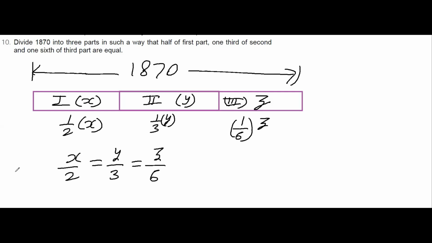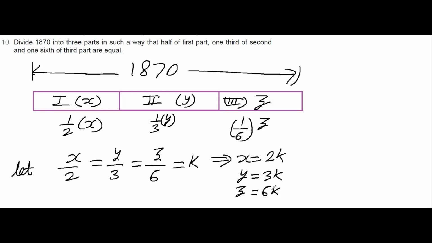Okay, they are equal. So when they are equal, what I'll do is I will let X by 2 is equal to Y by 3 is equal to Z by 6 be some one number, say K. Based on this, I will get the value of X as 2K, the value of Y as 3K and the value of Z as 6K. Now you know that when we add the first part, second part, and third part, we are getting 1870.